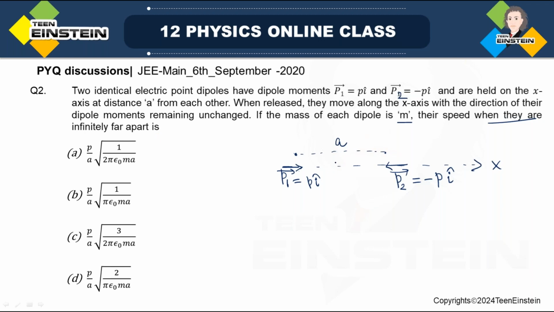Okay, so I think I made a mistake in one comment. They will actually be moving apart from each other, because they will repel each other. Okay, all right. So in this case, this problem could be solved by using energy conservation. But what is the energy we are going to conserve here? That is the potential energy and kinetic energy, the total mechanical energy. So we have to apply mechanical energy conservation.